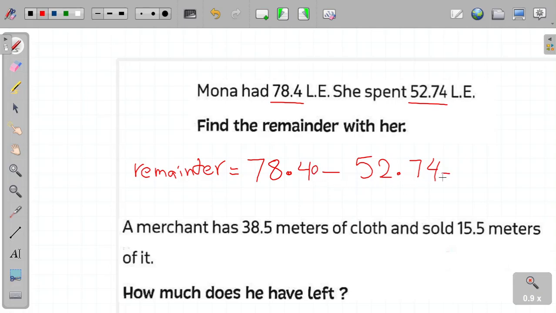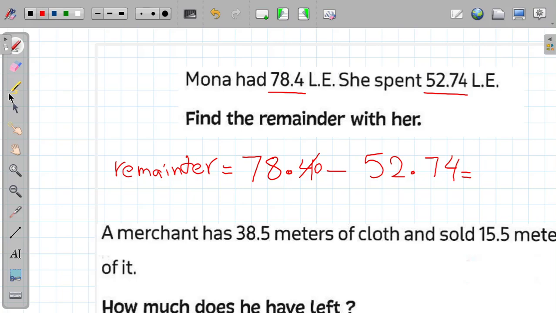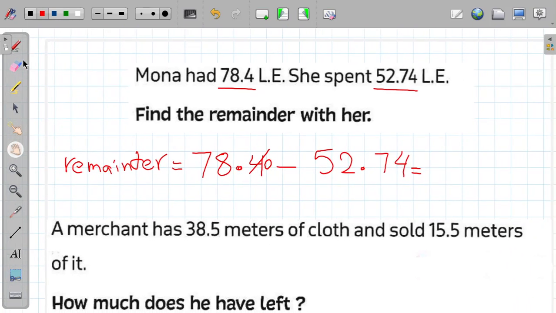So 0 minus 4 it can't be, so I will borrow from 4. It will become 3 and 0 becomes 10. So 10 minus 4 equals 6. 3 minus 7 it can't be, so I will borrow from 8, becomes 7 and 3 becomes 13. 13 minus 7 equals 6 and I will put the decimal point. Next I have 7 minus 2 equals 5 and 7 minus 5 equals 2, so the remainder is 25.66 pounds.